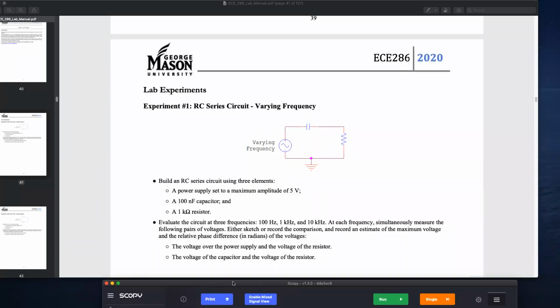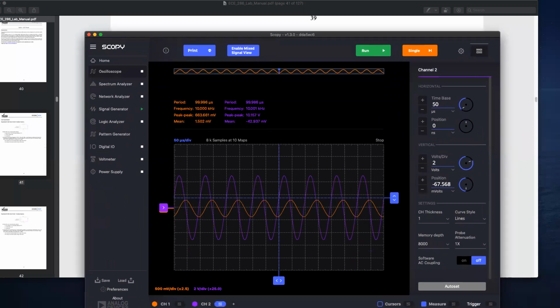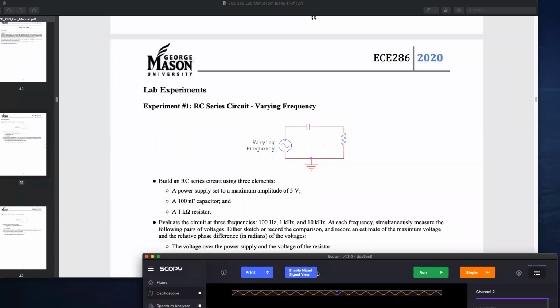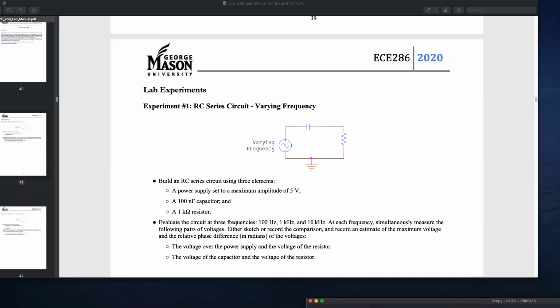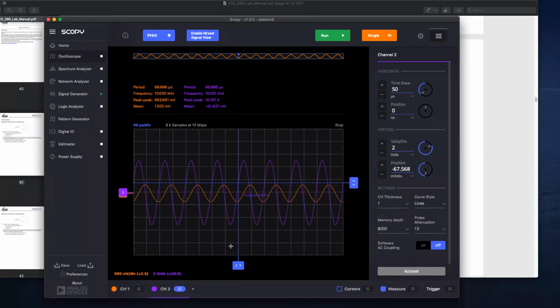So you have the voltage drops because of the measure feature that I've enabled. So if you click the box next to the text that says measure, you can enable that. And then you want to measure the voltage drop and the phase between the power supply and the voltage of the resistor and the capacitor and the resistor. So these are the waveforms of the capacitor and resistor.